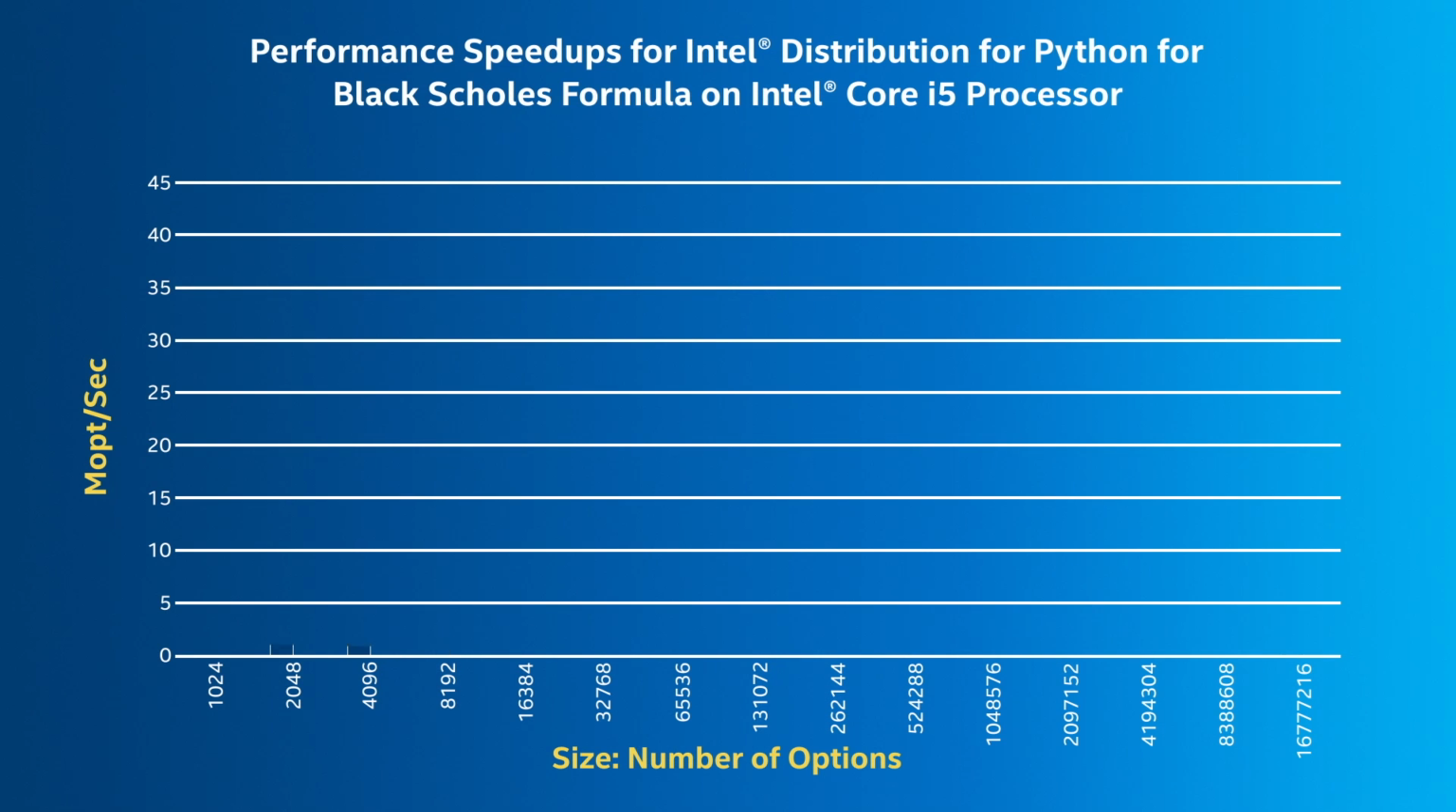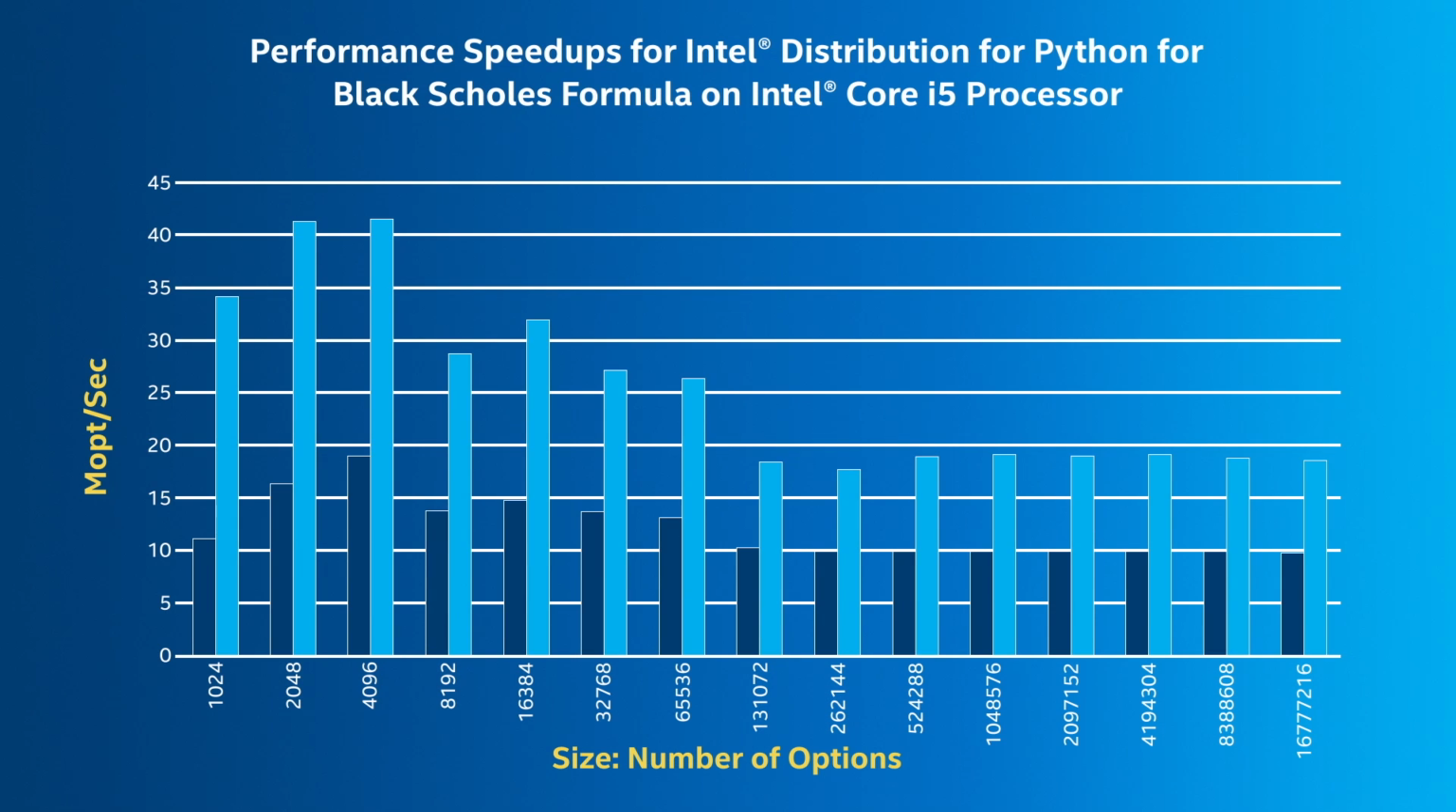Let me illustrate the out-of-the-box performance on the example of Black-Scholes formula application, being run in prototype environment on Intel Core-based processor, and in production on Intel Xeon and Xeon Phi servers. The bars show performance that we can attain with the stock NumPy, illustrated by the dark blue bars, and with NumPy shipped with Intel Python, represented by the light bars.